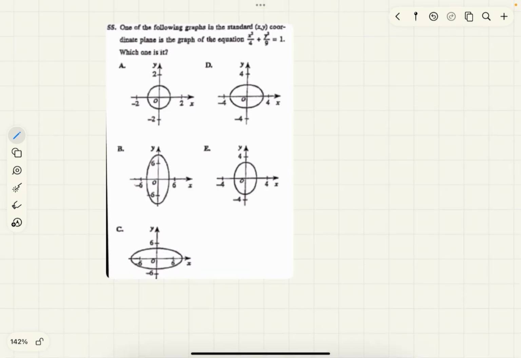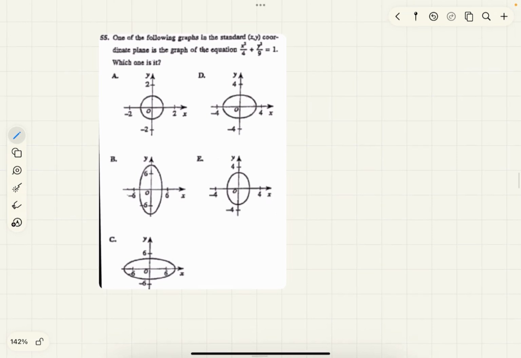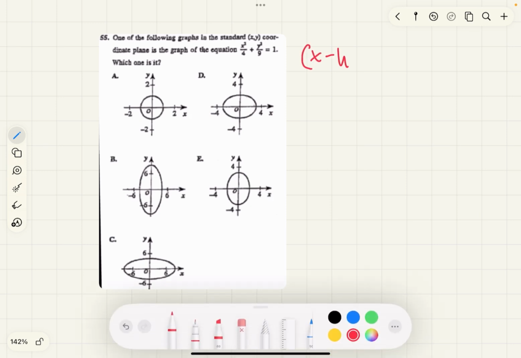Okay, let's move on to question 55. It's asking, which one of the following graphs in the standard xy coordinate plane is the graph of the equation x squared over 4 plus y squared over 9 equals 1? First off, I would recommend writing down the equation of the ellipse, which again is very important to have memorized: (x minus h) squared over a squared plus (y minus k) squared over b squared equals 1. And now we simply have to match up the parts of the equation.